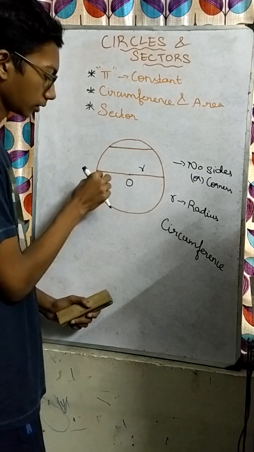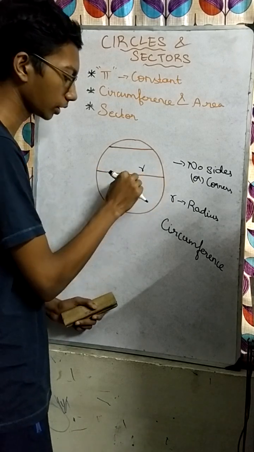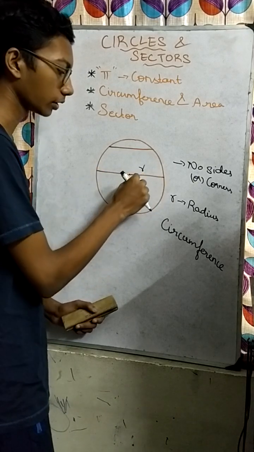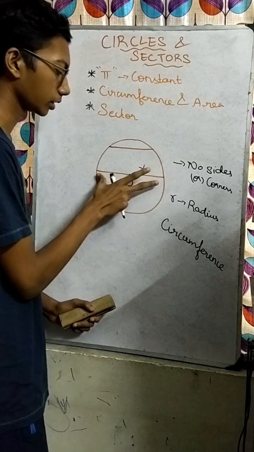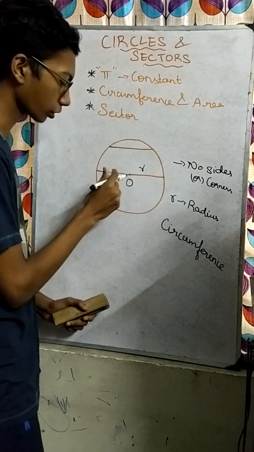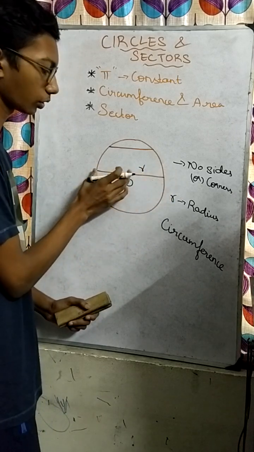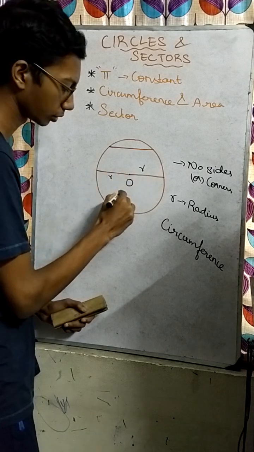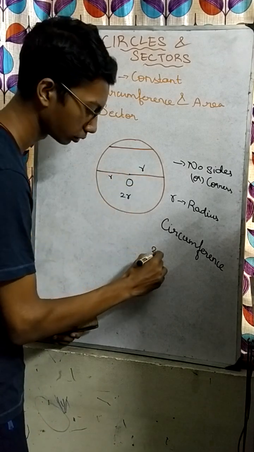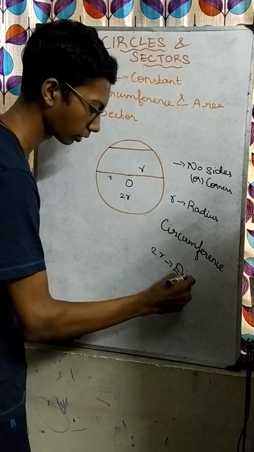Now, a line that crosses through the midpoint or the origin and comes back to the other side is the diameter. So this is also r. This is r. This is also r. So this becomes 2r. So 2r is the diameter of a circle.